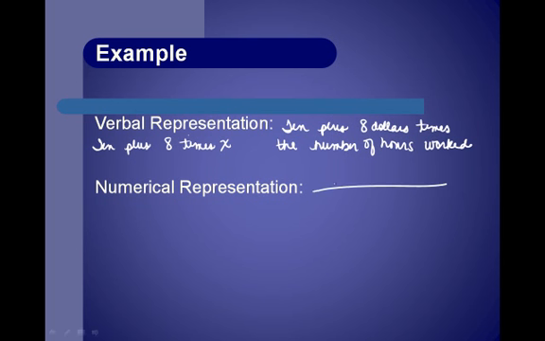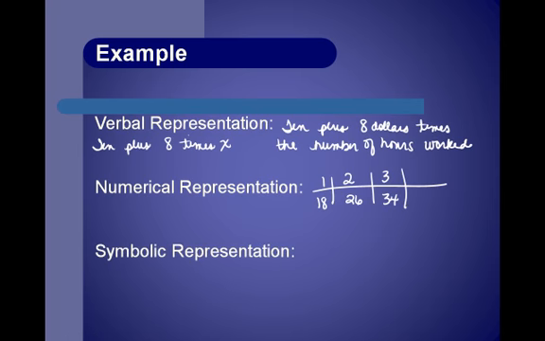We could have a table set up that says if you worked 1 hour, you would get $18. If you worked 2 hours, you would get $26. If you worked 3 hours, you would get 3 times 8 is 24, plus 10 would be $34, and you could do your table like that.